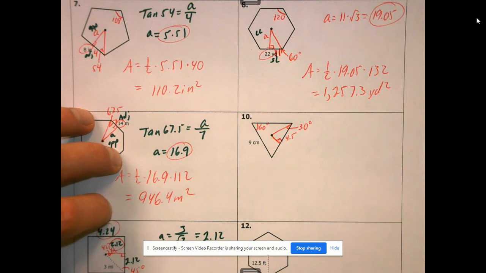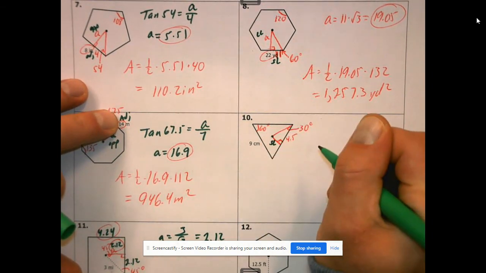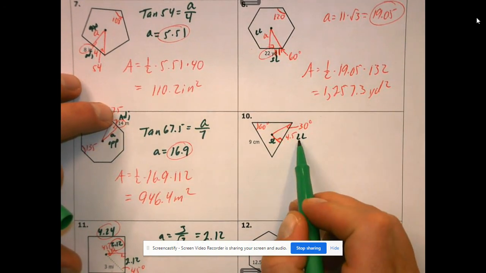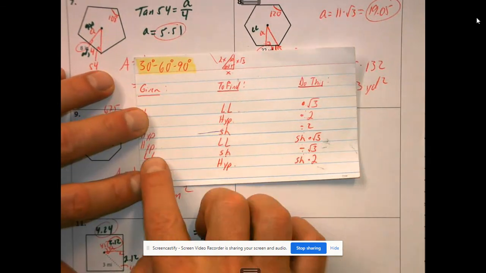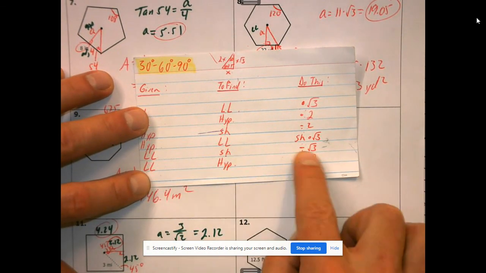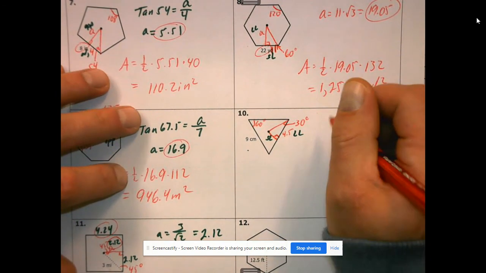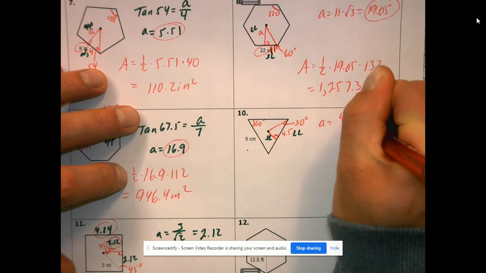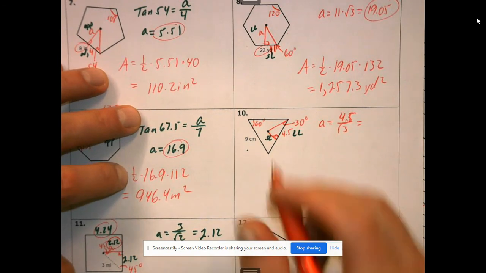So let's label it. Across the 30 is my short leg, which I need. I have the piece across the 60, which is my long leg. So I have long leg. I need short leg. Cheat sheet. Given long leg, need short leg, divide by square root 3. So to find the apothem, take your long leg, 4.5. Divide that by square root 3. That comes out to be 2.6.